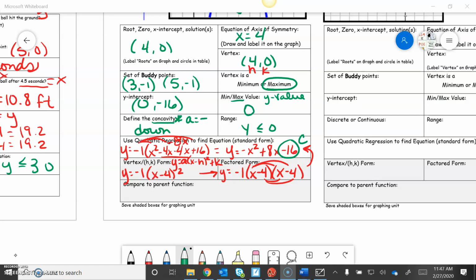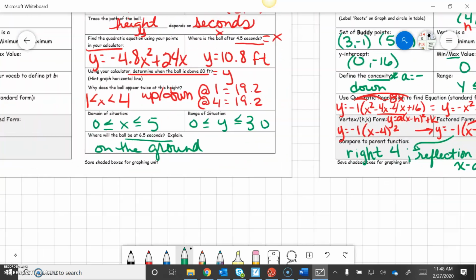Now I can compare this to my parent function, and based on my h, k, I can say that it does in fact go right 4, it doesn't go up or down any, but when I look at this negative, that causes us to have a reflection across the x-axis.